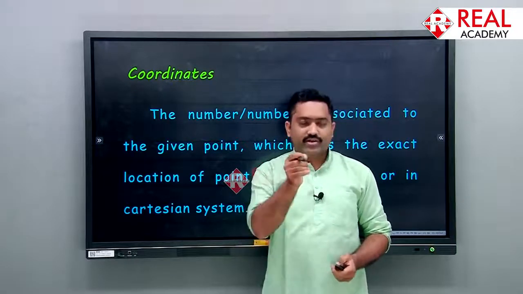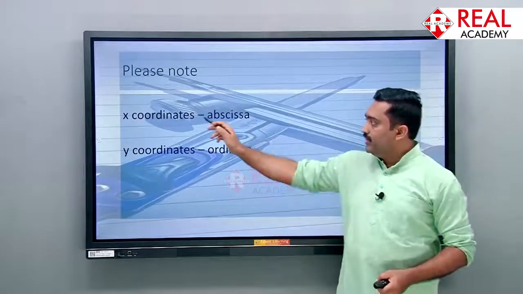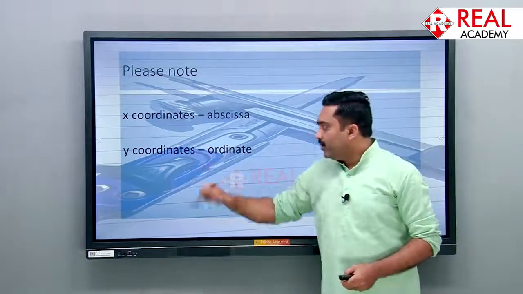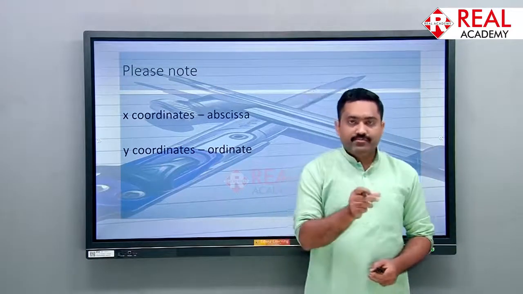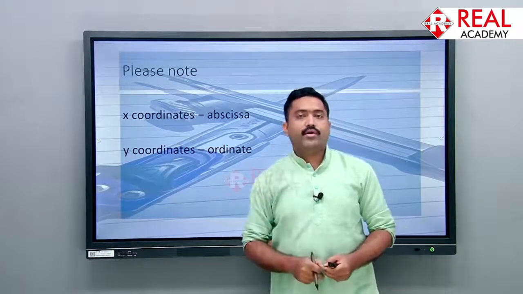But before that, एक छोटा सा interesting fact जो आपको याद रखना है, that x coordinate जो हमने discuss किया था, it is also known as abscissa, and y coordinate जो हमने discuss किया था, it is also called as ordinate of the point. Abscissa and ordinate of the point are nothing but the coordinates of the point.